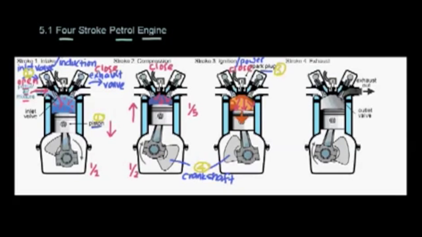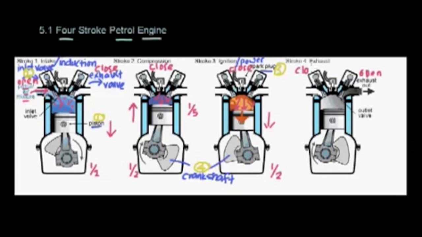So the piston will be pushed down, and this will in turn rotate the crankshaft for another half round. And when the piston reaches its lowest position, the exhaust valve will open. So now it leads us to the last stroke, which is the exhaust stroke. The exhaust valve is open, while the inlet valve is closed, and the piston will move upwards.